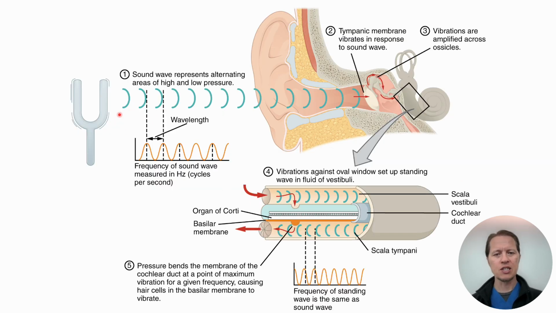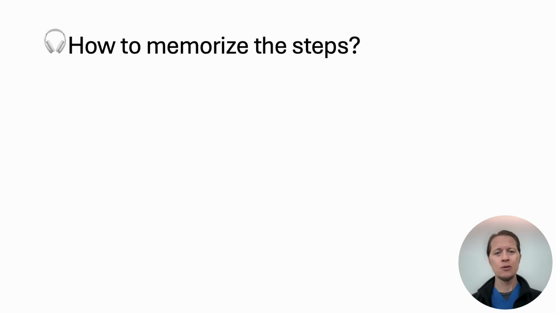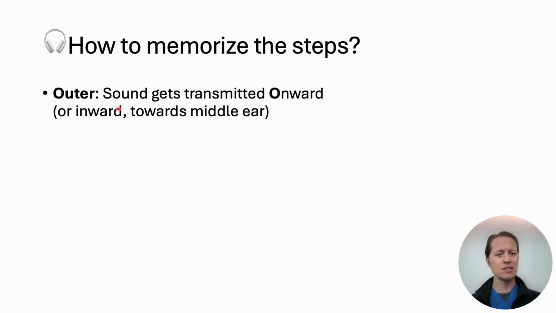Final little schematic drawing out all these steps. Ear physiology can be quite complicated in terms of learning all the different steps and the different types of physics involved, which is why we have some ways to memorize the steps.